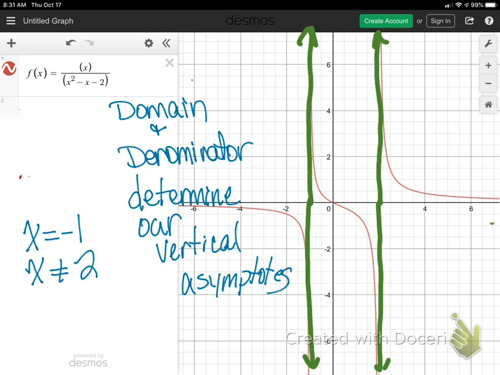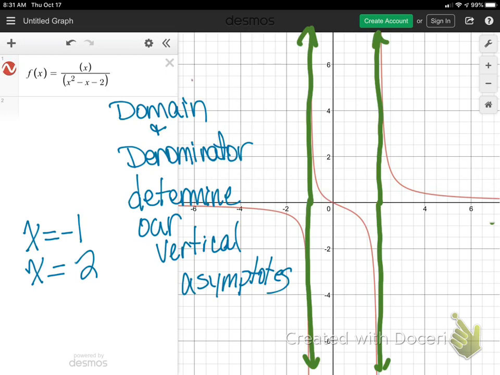I want you to realize that my asymptotes are not part of the graph. They guide the graph, but they are not part of the graph. So my domain and my denominator determine our vertical asymptotes. Whoops, I put x not equal to 2. My asymptotes are the lines. So my two asymptotes are x equals negative 1 and x equals 2. That's what that means right there.